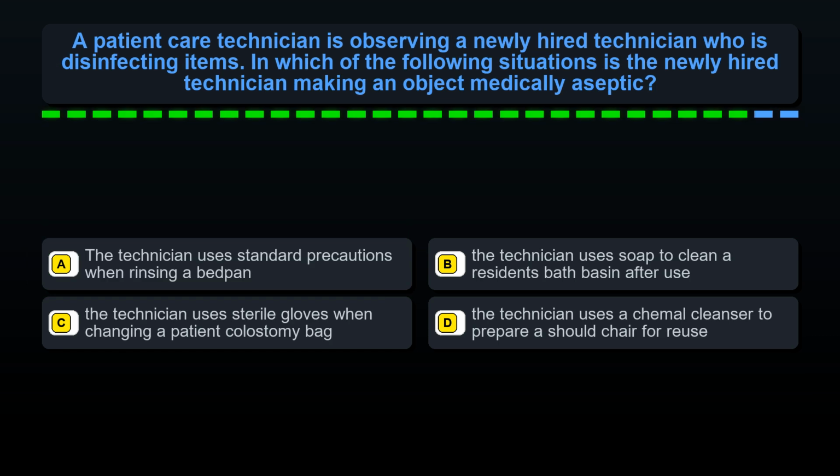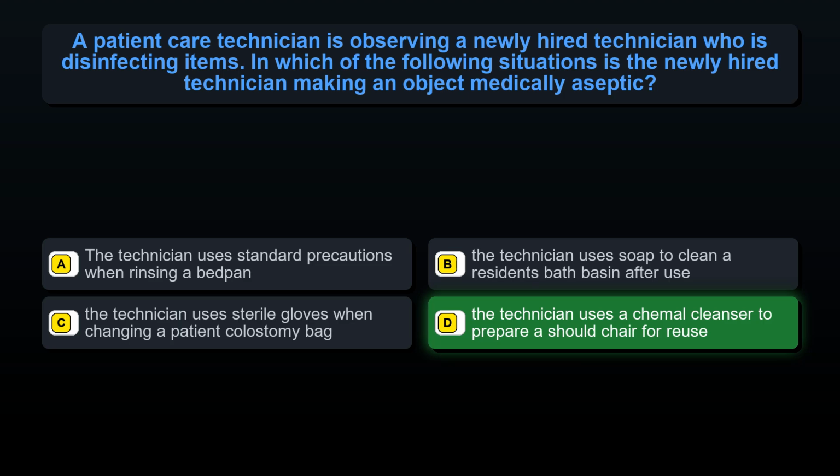Question 58. A patient care technician is observing a newly hired technician who is disinfecting items. In which of the following situations is the newly hired technician making an object medically aseptic? Option A. The technician uses standard precautions when rinsing a bedpan. Option B. The technician uses soap to clean a resident's bath basin after use. Option C. The technician uses sterile gloves when changing a patient's colostomy bag. Option D. The technician uses a chemical cleanser to prepare a shower chair for reuse.